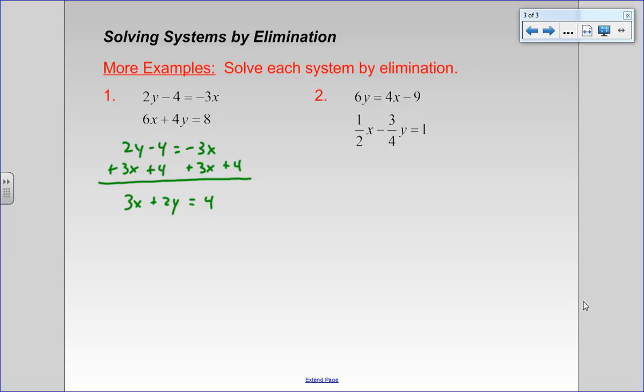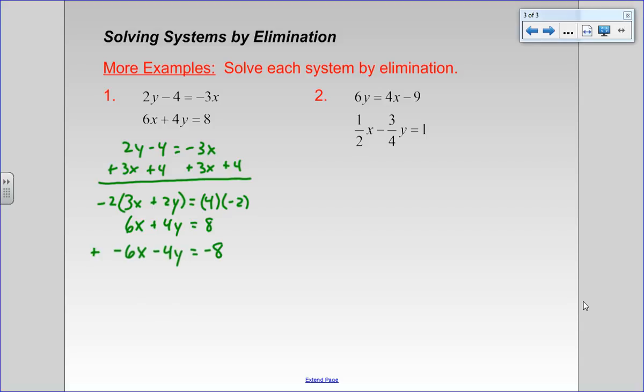Let's recopy our second equation, which was 6x plus 4y equals 8. And now examining the coefficients of our variables, we see that neither coefficients are opposites. We can obtain opposite coefficients by simply multiplying both sides of the first equation by negative 2. Now let's rewrite the new equation below our second equation. Now we have negative 6x minus 4y equals negative 8.